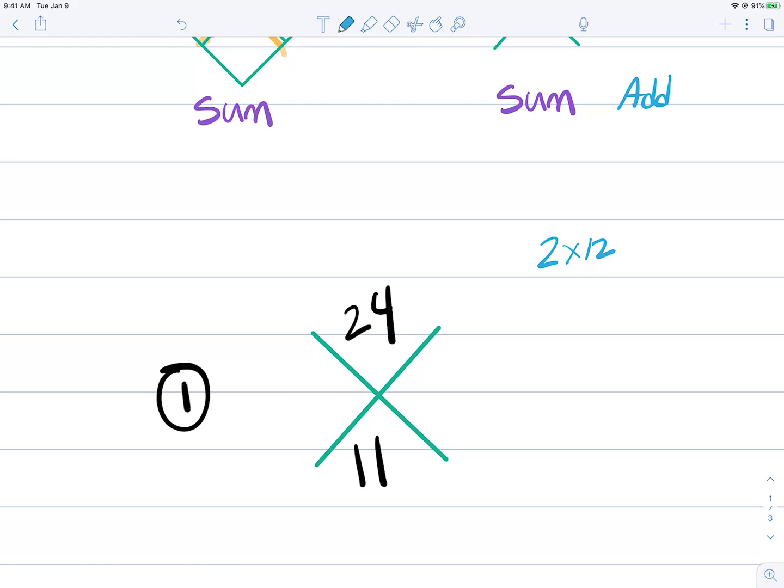What does multiply to 24 and add to 11, though, is 8 and 3. And you can write that as 8 and 3 or 3 and 8. So 8 times 3 is 24, and 8 plus 3 is 11. All of these diamond problems have exactly one answer.